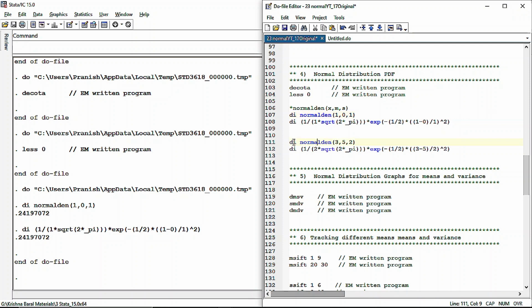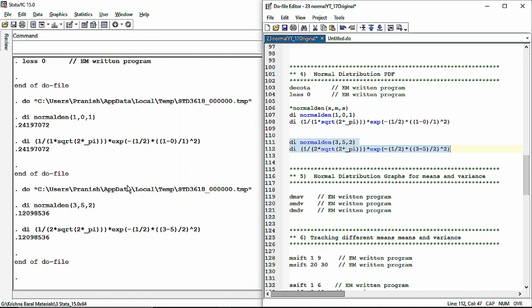And here we are going to calculate the probability for x to be 3, the mean value to be 5, and the standard deviation is 2. This is its generic formula: 1 divided by standard deviation 2 times the square root of 2 pi, times e to the power -1/2 times (x minus m, where x is 3 and m, the mean, is 5) divided by 2, our standard deviation, and it's squared. Again, both of them should yield the same result, and we have seen it to be 12%.